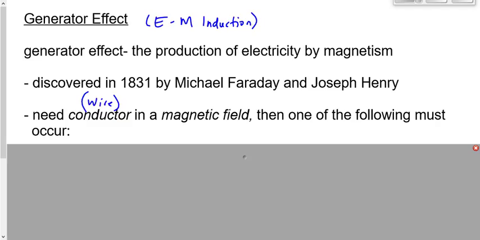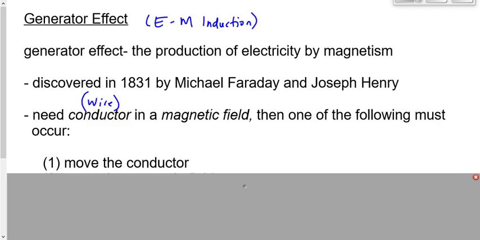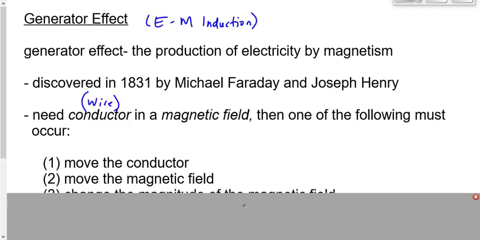You've got to do something to the wire and/or the magnetic field to cause an electric current to be generated by magnetism. Here's what you've got to do. One of the following: you can move the conductor. If you have a magnetic field and a wire sitting right here and you move the wire, then you'll generate an electric current in that wire. What do you think the second thing would be? I've given you the first one. A little bit of logic might tell you what the second one is. Yeah, move the magnetic field. If you've got magnets causing the magnetic field, move the magnets. It doesn't really matter which one you move. Moving one is exactly the same thing as moving the other. It's all relative, right?